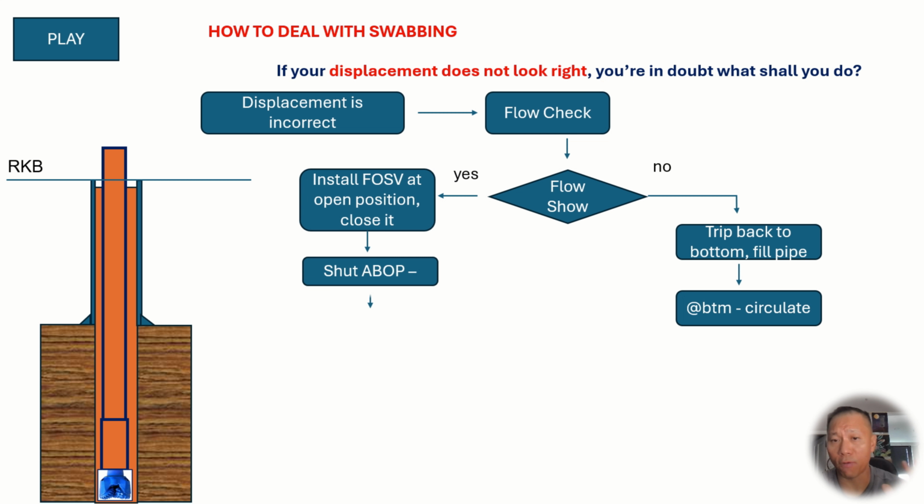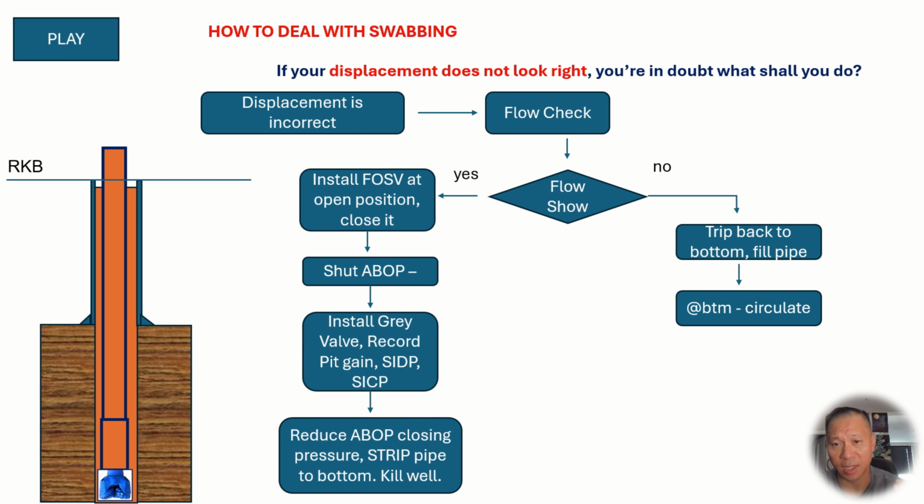What happens if your well flows? That's the worst case. Now you have to install the full opening safety valve in the open position, and then you close it. And then you shut in the well on the annular BOP. And then you install the gray valve.